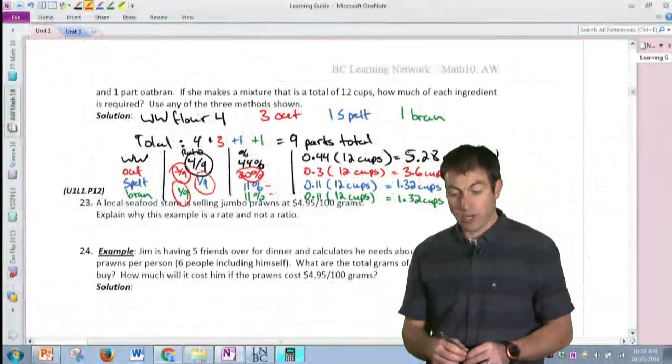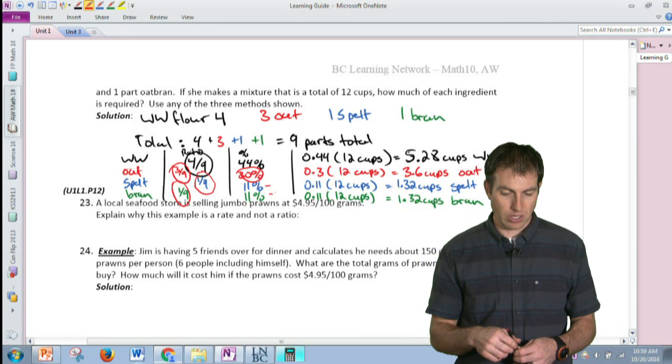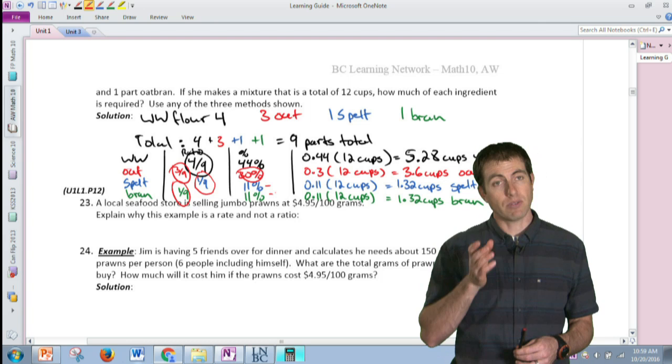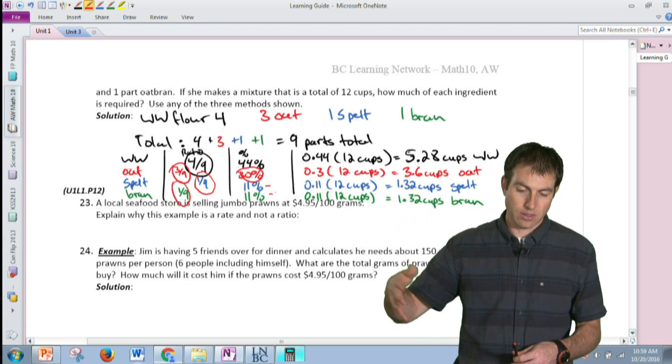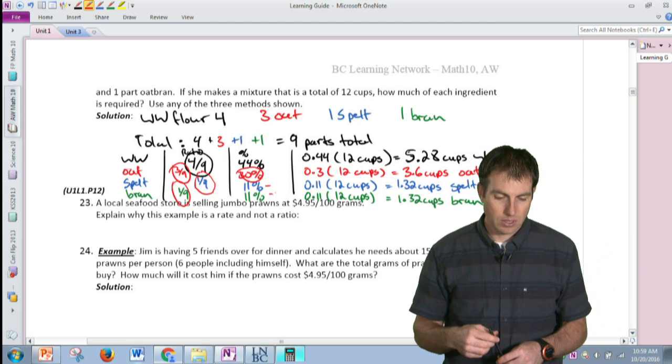So I took the fraction of each of the ingredients and divided it by the total, and that's how I got those percentages. And then to get from the percent to the cups, I took the percent and multiplied it by the total amount of cups.